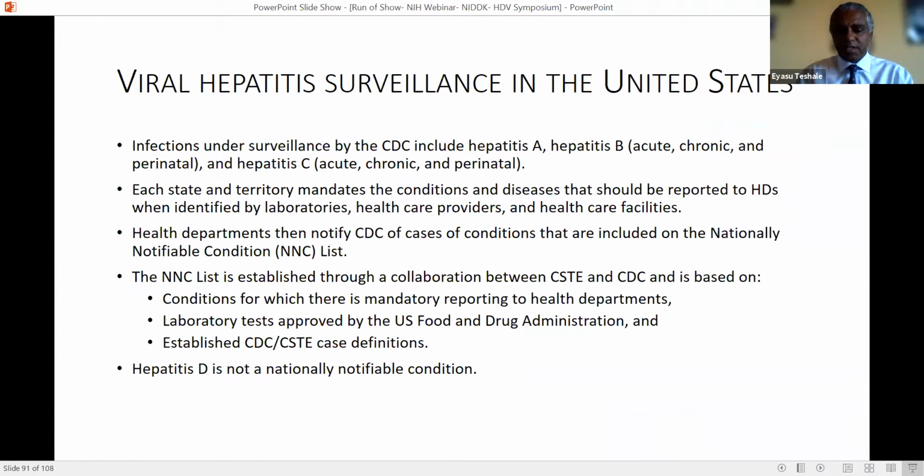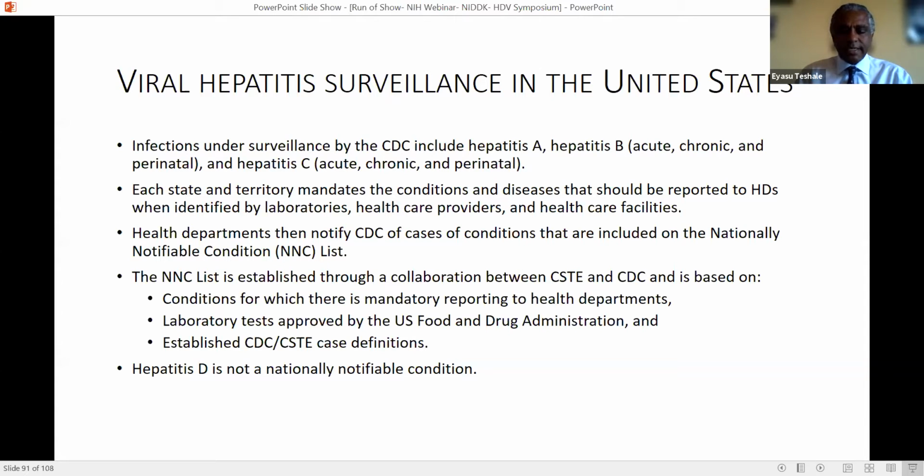Viral hepatitis infections under surveillance by the CDC include hepatitis A, B, and C. Each state and territory mandates the conditions and diseases that should be reported to health departments when identified by laboratories, healthcare providers, and healthcare facilities. Health departments then notify CDC of cases of conditions that are included on the Nationally Notifiable Conditions, NNC, list.